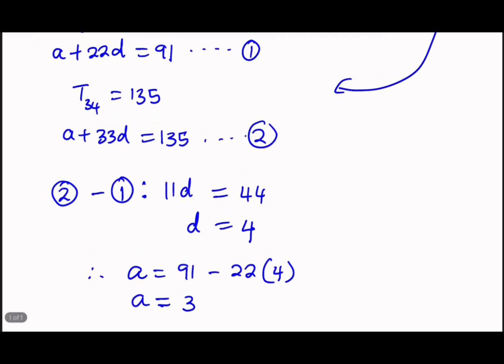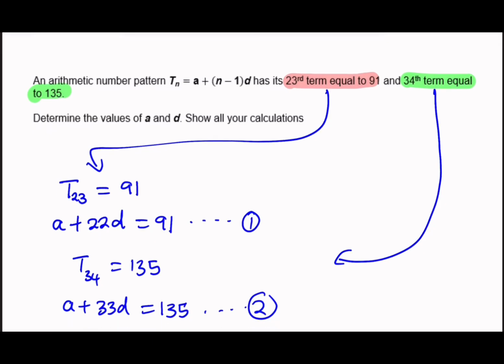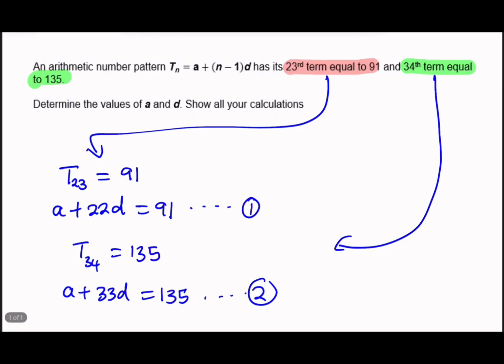That answers the question. I got a and d. That's what the question asked: determine the values of a and d. So the idea here again is, if you've got these things, you just have to remember the 23rd term is the same thing as a plus 22d. If you remember that, you're good to go. And obviously the 34th term would be a plus 33d. You are able to create two equations there, which are very simple to solve, and you can find a and d for this particular number pattern.